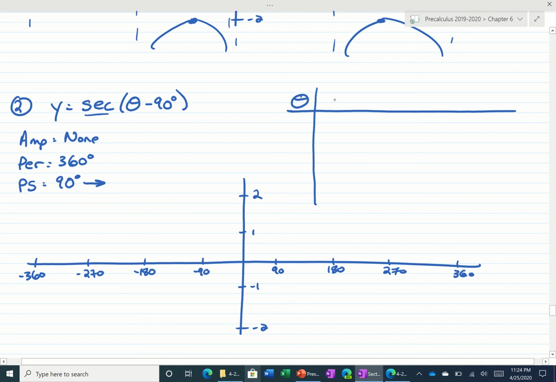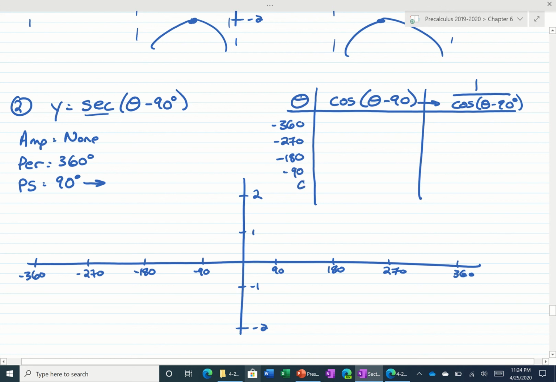So what I'm going to do is figure out the cosine of theta minus 90. And then to figure out secant, I'm going to do 1 over the cosine of theta minus 90. 1 over the cosine is secant. So let's try negative 360, negative 270, negative 180, negative 90. Hopefully we'll see a pattern here.